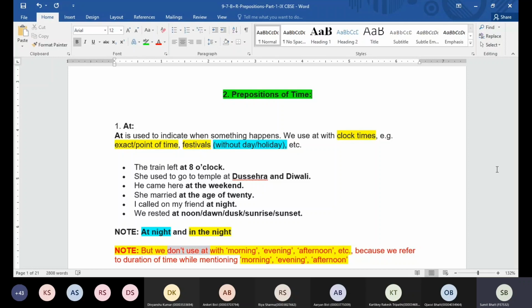If you have festivals without the word day or holiday, then again we use the word at. So if you have specific times, exact time, point of time, we use the word at. And if you are referring to night, noon, dawn, dusk, sunrise, sunset, in that case also we use the word at. One exception, remember: we say at night, but if you use the word the before night, we are referring to duration of time. So we don't say at the night, we say at night but in the night. All right.